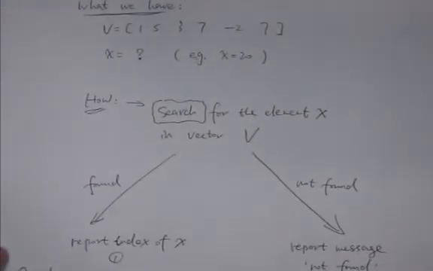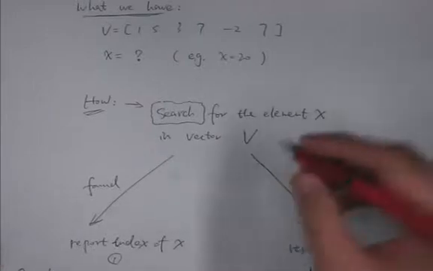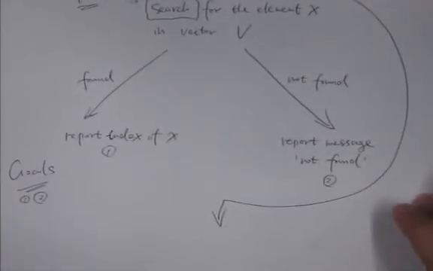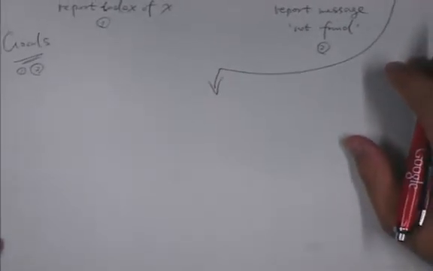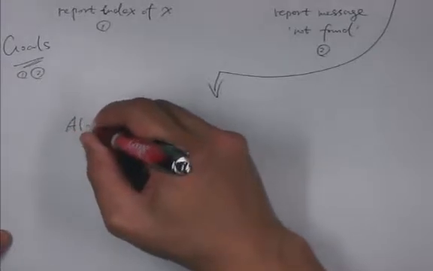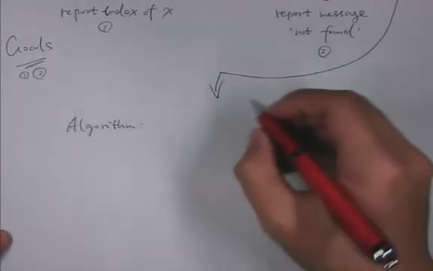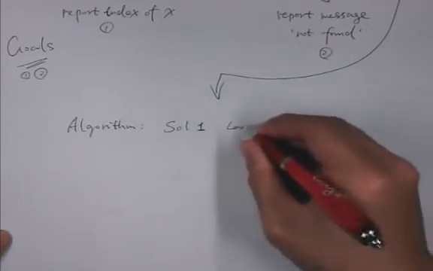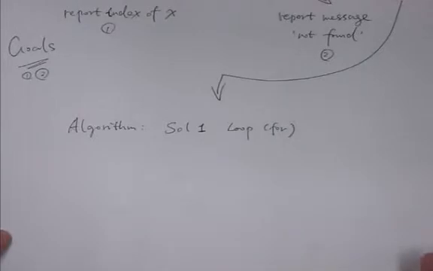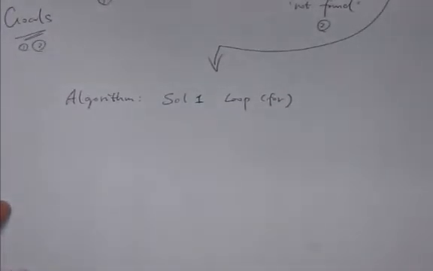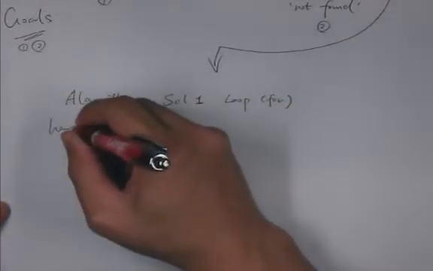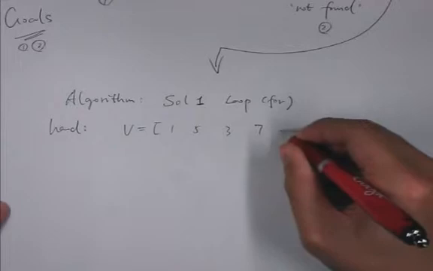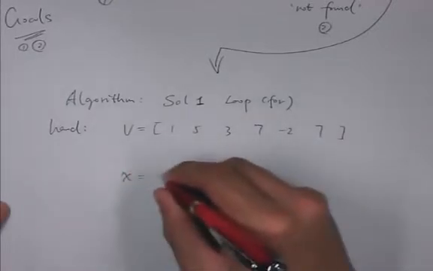Okay, so let's have a look at how we design the algorithm to solve the searching part. And here I'll write down my solution 1, and I use a for loop to solve my problem. First of all, I draw everything by hand, so I solve the problem by hand. I have the vector, I have the element that I want to search.